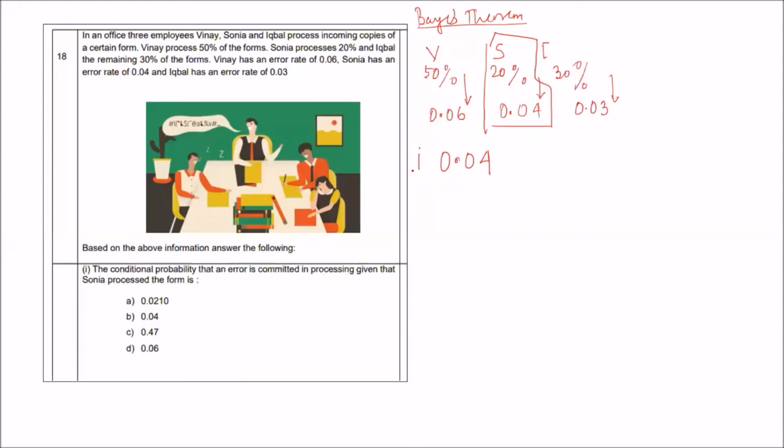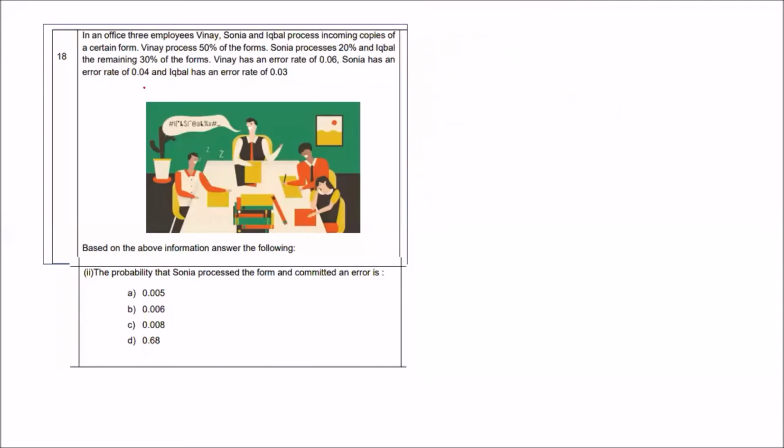Which one is the answer? 0.04. B is the answer. Sonia is processing and she is making an error. This is 0.04.